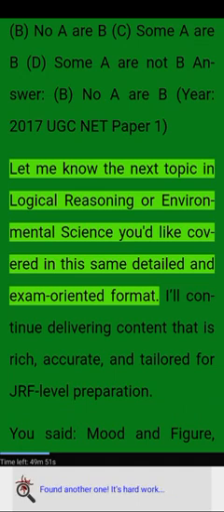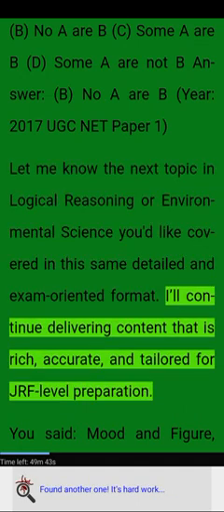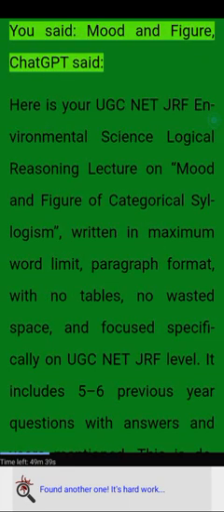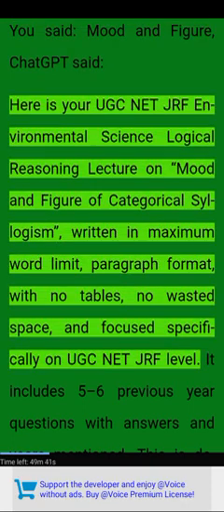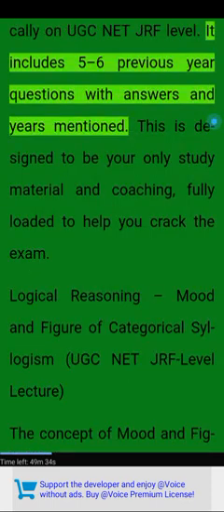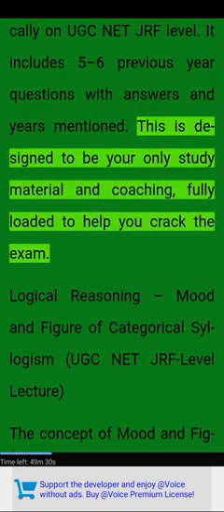Let me know the next topic in logical reasoning or environmental science you'd like covered in this same detailed and exam-oriented format. I'll continue delivering content that is rich, accurate, and tailored for JRF level preparation. You said, mood and figure, ChatGPT said. Here is your UGC Net JRF Environmental Science Logical Reasoning lecture on mood and figure of categorical syllogism, written in maximum word limit, paragraph format, with no tables, no wasted space, and focused specifically on UGC Net JRF level. It includes 5 to 6 previous year questions with answers and years mentioned. This is designed to be your only study material and coaching, fully loaded to help you crack the exam.